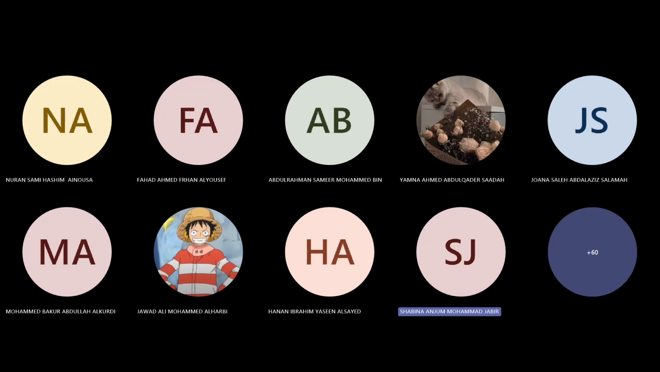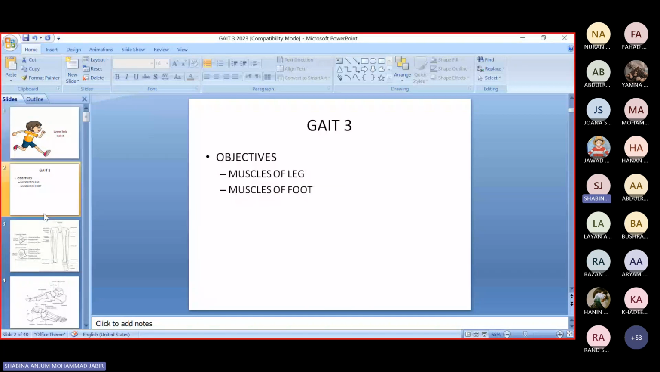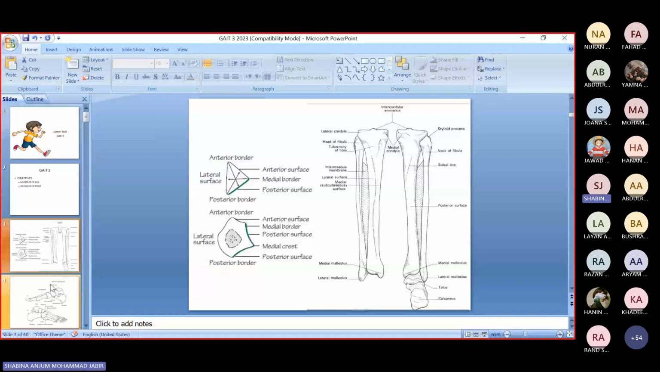and foot. Okay, so for the leg, we already know the bones and everything. So this is for your revision. In the leg, the muscular compartment is divided into three compartments.